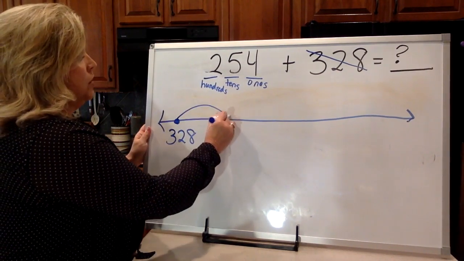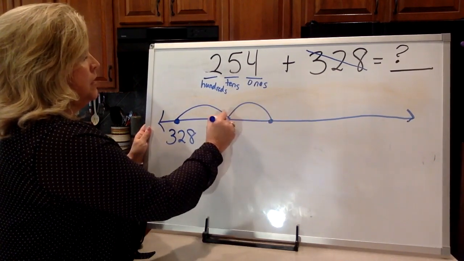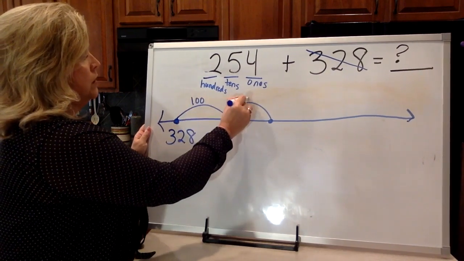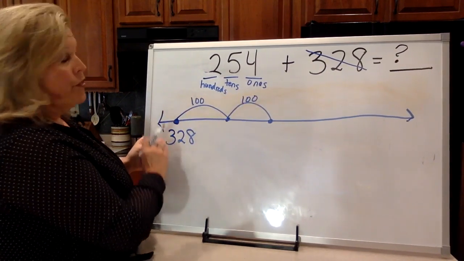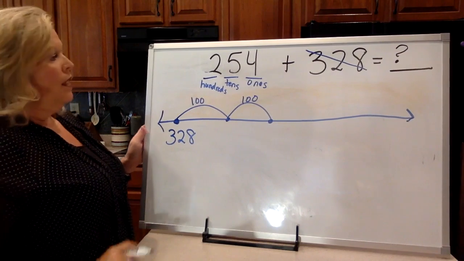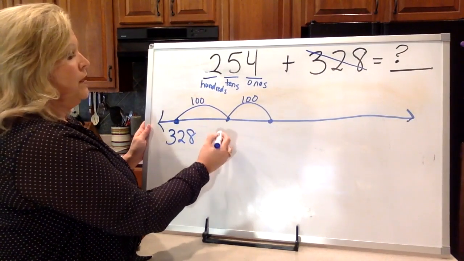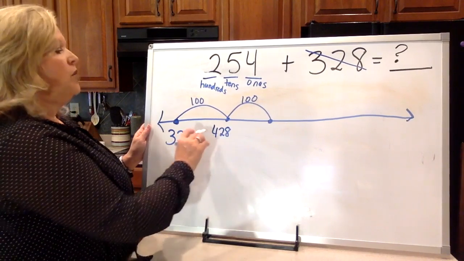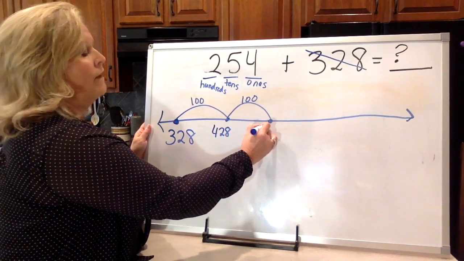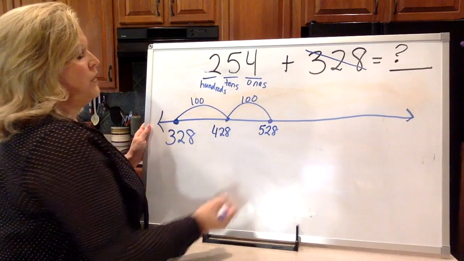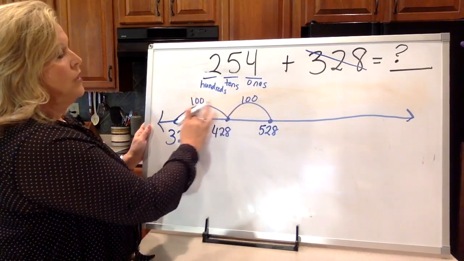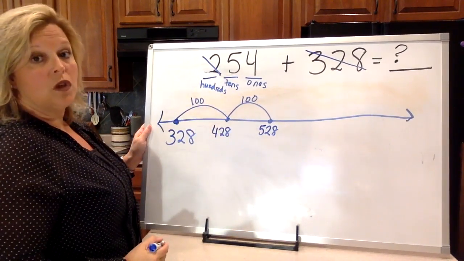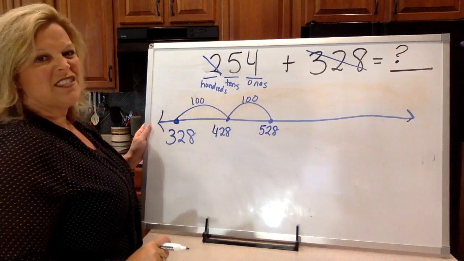These are pretty big jumps because each jump is worth 100. So if I'm at 328 and I jump 100, I'm going to end up at 428. If I jump another 100, I'm going to be at 528. And I've jumped 100 and 100. That takes care of my 200s. Now I'm going to take care of this 5.